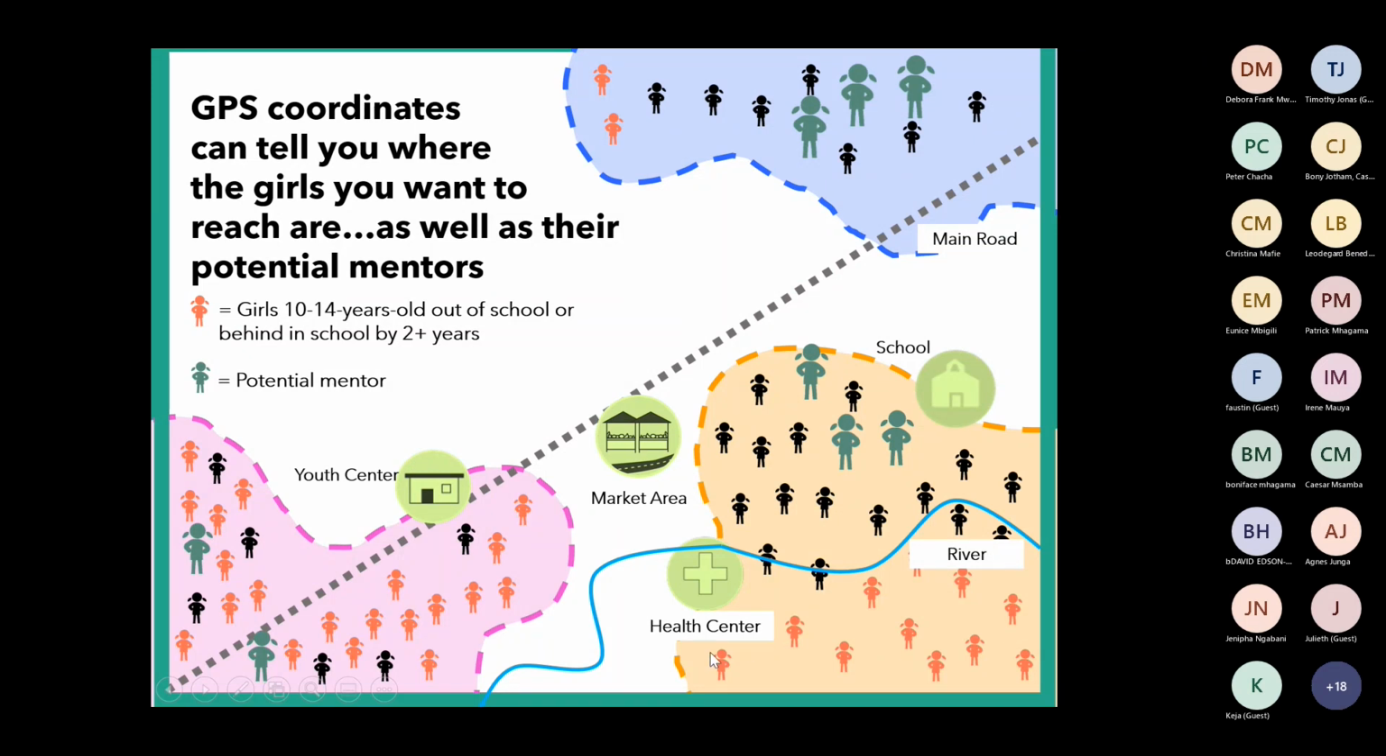So in this example, we see that all the girls in this community are on the other side of the river. Well, then no wonder that they're not going to school or that they're behind, because school is so far away from them. You can also see potential mentors. So in the green, you might start to understand, in each of these communities, how many girls we might be able to recruit to support and mentor the younger girls.